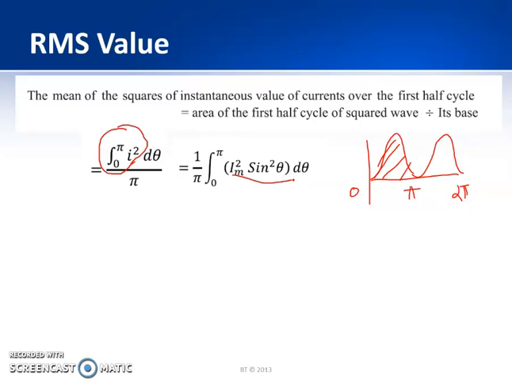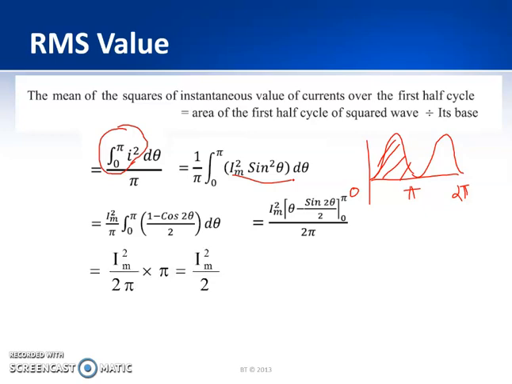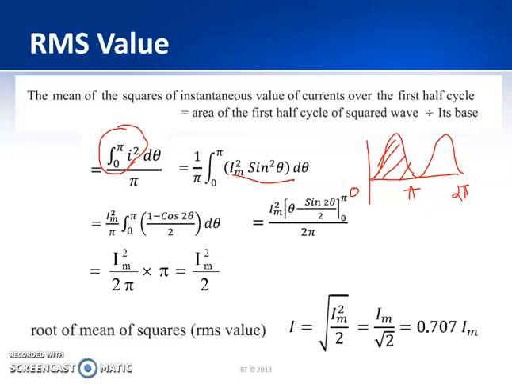Now we are doing the general mathematical integration. You can just observe it, pause it for a minute, and watch how you are arriving at this. And at the end, you will be getting the RMS value: i is nothing but Im divided by root 2, which is nothing but 0.707 Im. So the IRMS is equal to Im by root 2.